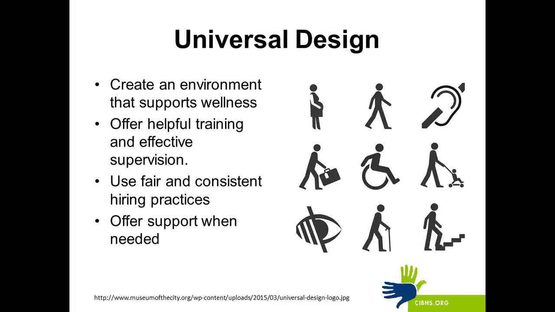So today we're going to be talking about some universal design aspects like creating an environment that supports wellness, offering helpful training and effective supervision, using fair and consistent hiring practices, and also offering support when that's needed. And sometimes that support looks like accommodations, which may be for your peer staff and it may be for your other staff. Next slide.